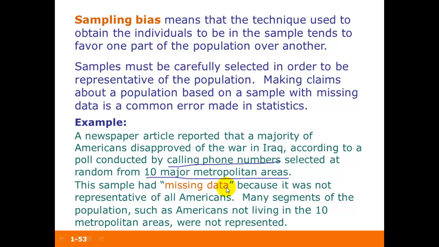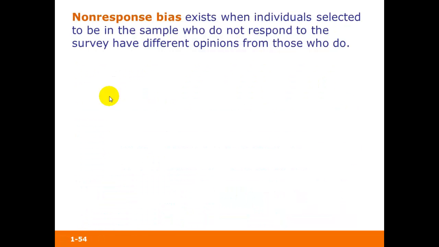So this sample had missing data. It would not be representative of all Americans. It would only be representative of Americans in those 10 major metropolitan areas who had phone numbers that were listed. Another type of bias is non-response bias. This exists when the individuals selected to be in the sample who do not respond to the survey have different opinions from those who do.